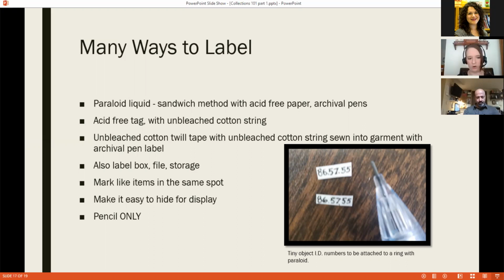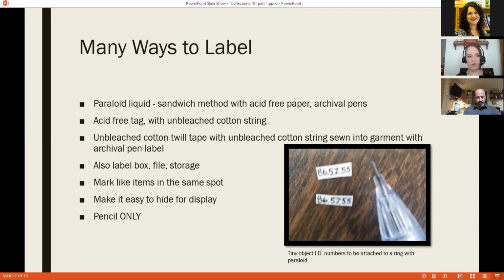But anyways, I talked about before, it's a good idea to label the boxes, the files, any type of storage that you're keeping these items in. And it's a good idea to mark items all in the same spot. So if you have a bunch of the same thing, like a set of decorative spoons, you want to mark all of them in the same area so that you can find it easily. And like I said before, make it easy to hide for display. It's a good idea to label everything in pencil for the most part.